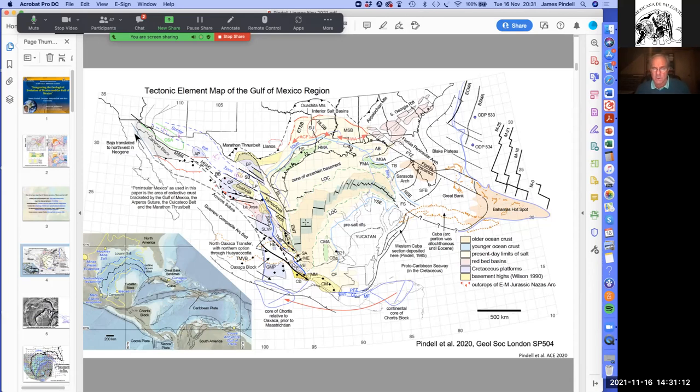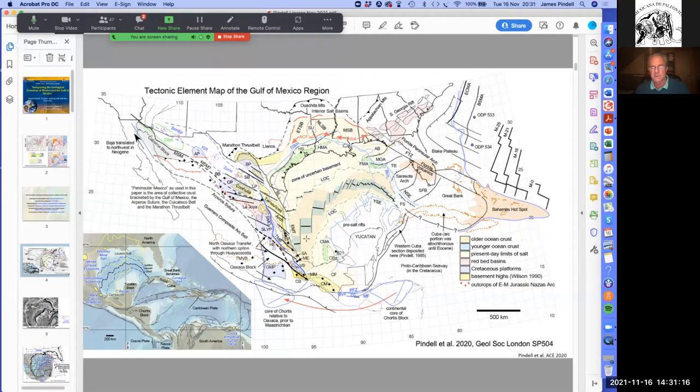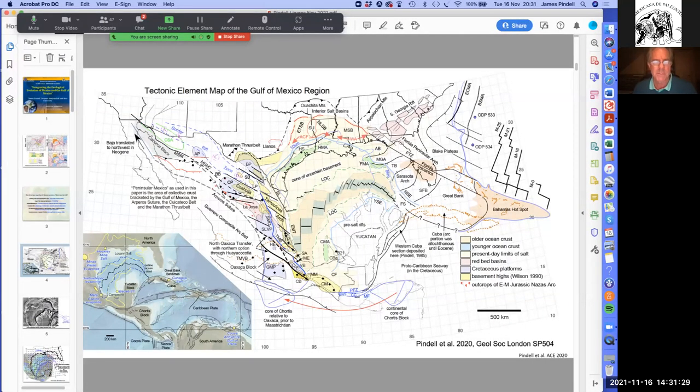In the area of ocean crust, there seems to be two phases of seafloor spreading with a slightly different orientation. And that's the difference in these two colors that you see here. Okay, and then in onshore Mexico, there are a number of very important structures. One of the main ones is this gray dashed line.